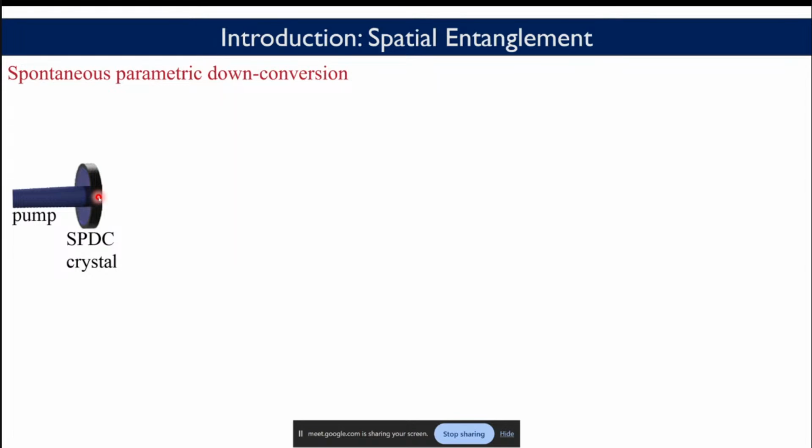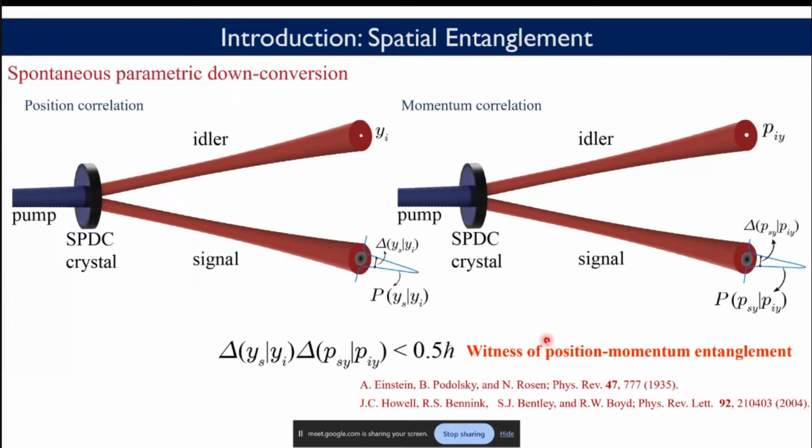The uncertainty of that distribution we call the conditional uncertainty. Similarly, if we find a way to detect the momentum of the idler and, conditioned on that, look at the signal, we get another momentum uncertainty. If we take the product of these two uncertainties and see that it is less than 0.5 h bar, that's the signature of spatial entanglement, or some people say EPR type entanglement.